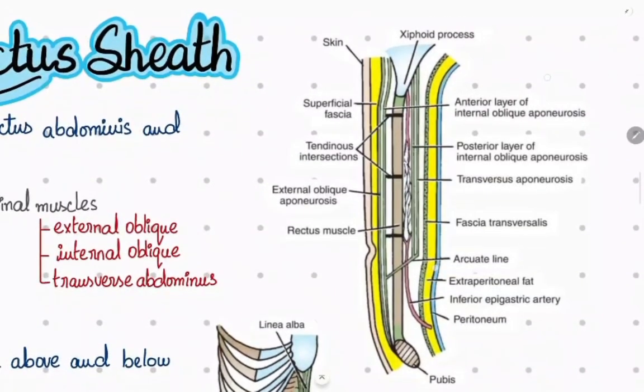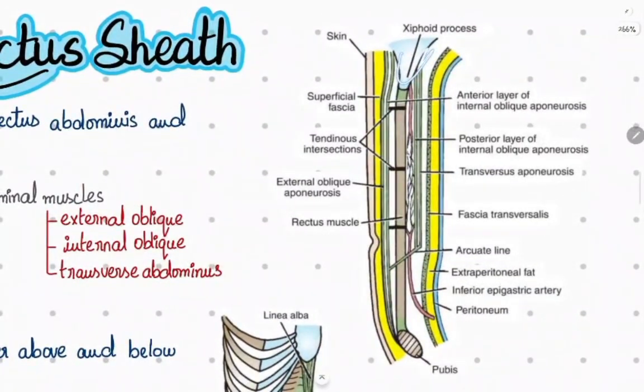Now let's observe this diagram. The xiphoid process and the pubic symphysis. Here is our rectus abdominis extending from the xiphoid process up to the pubic symphysis, having its tendinous intersections, the fibrous bands that divide the rectus abdominis into distinct segments.